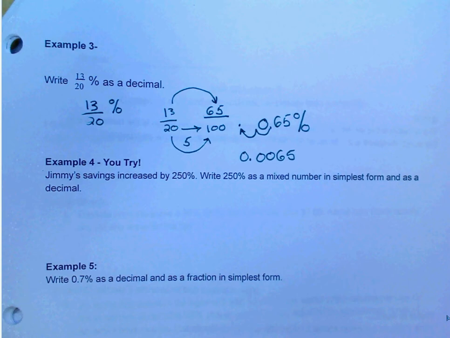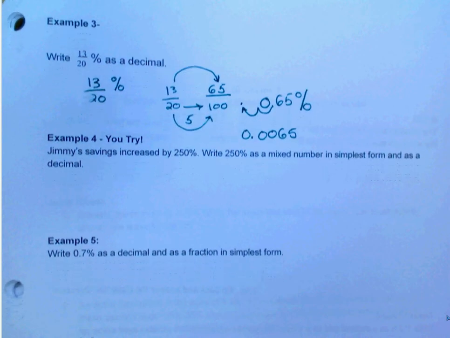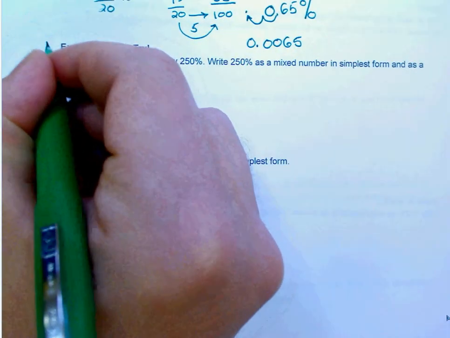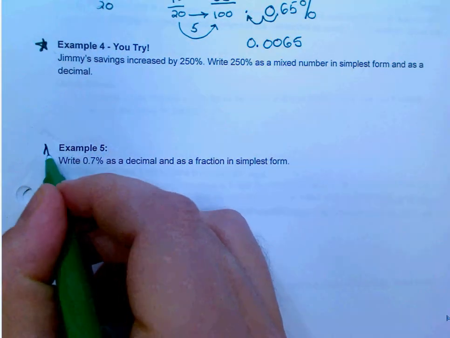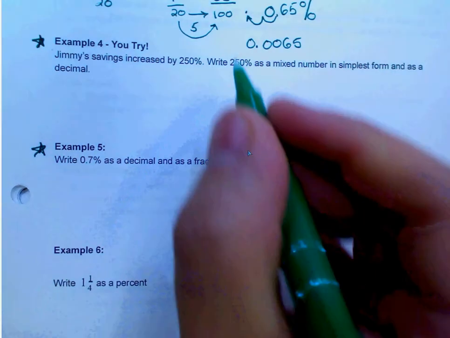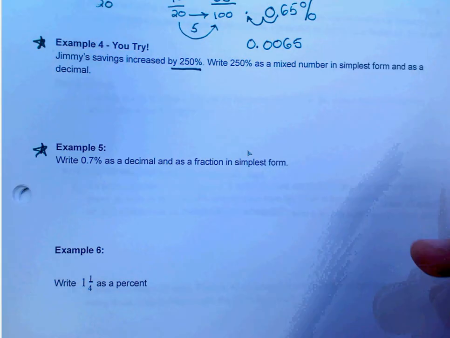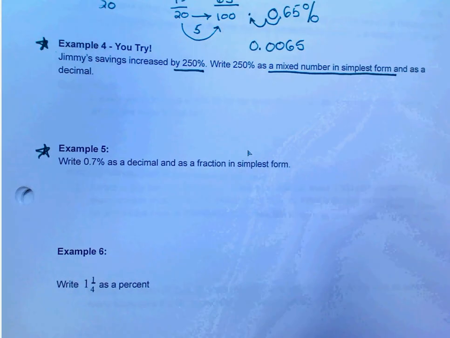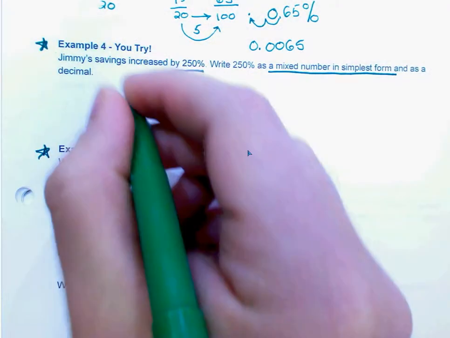Okay. I'd like you to try example 4 and 5 on your own. Go. Now, if we take a look, Jimmy's savings increased by 250%. Write 250% as a mixed number in simplest form and as a decimal.